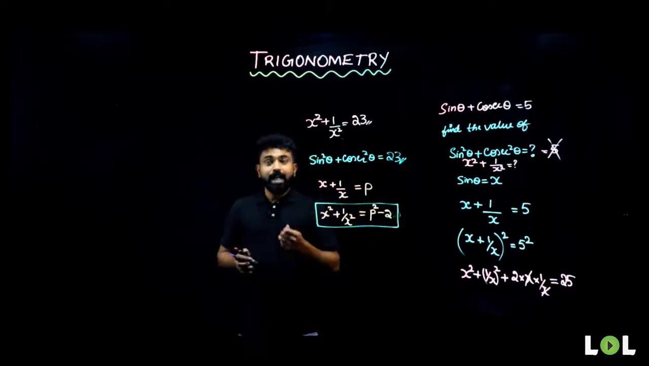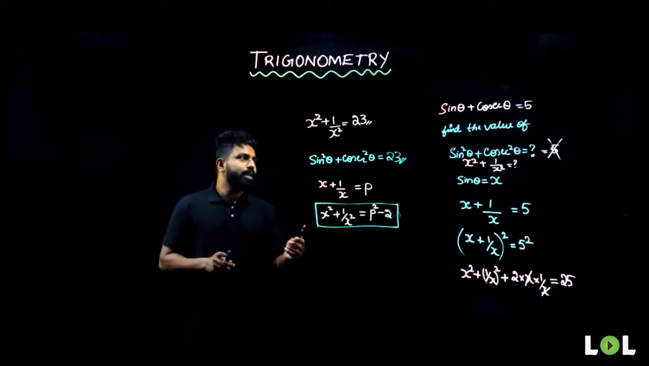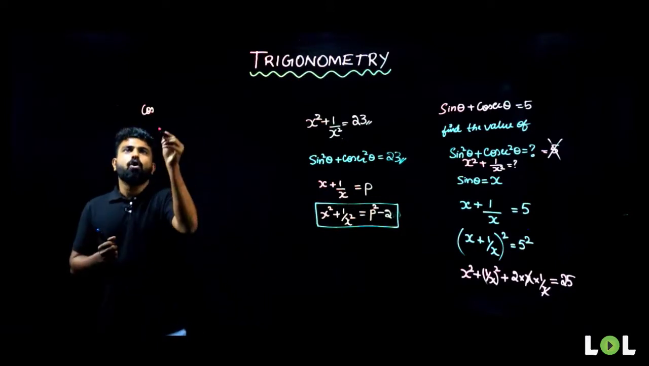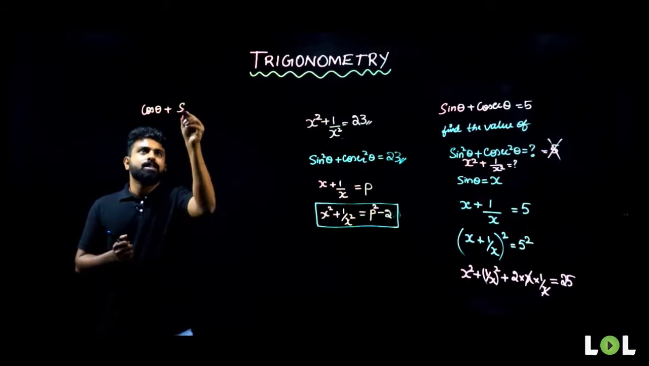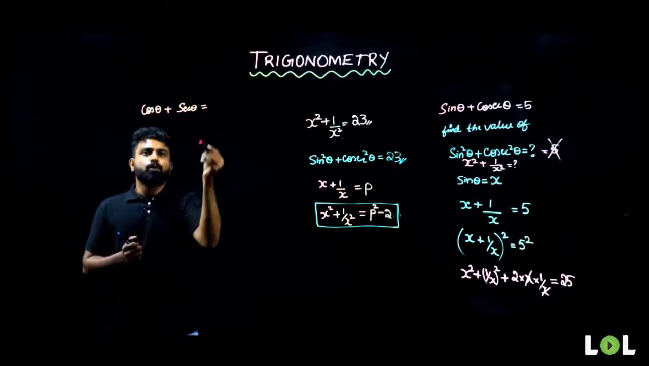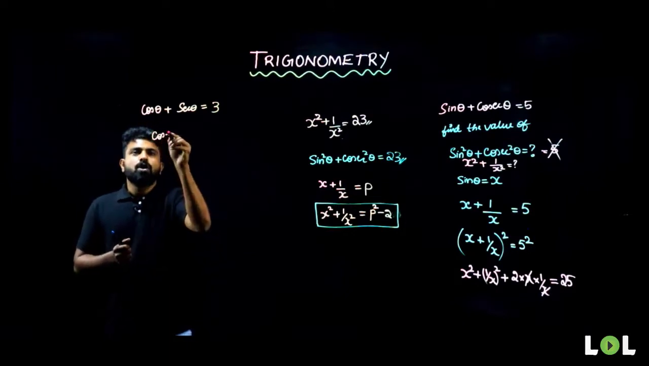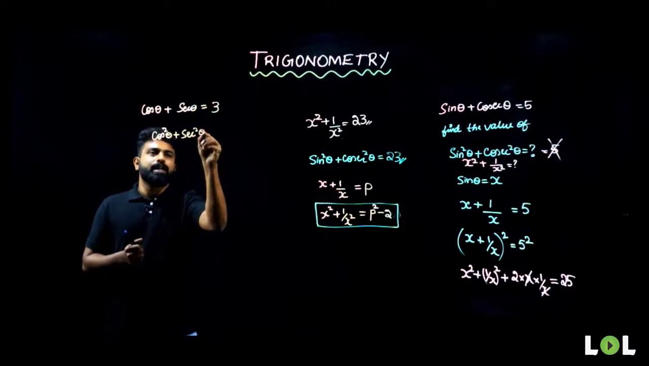So let us look at the next question. Let us take up our next question and verify if this holds good. The next question will be something like this: if cos theta plus secant theta is equal to 3, then find the value of cos square theta plus secant square theta.